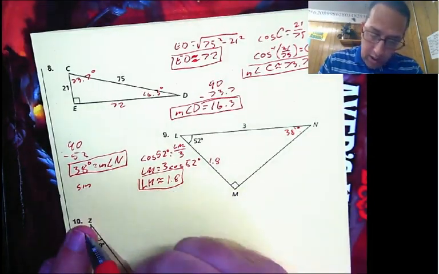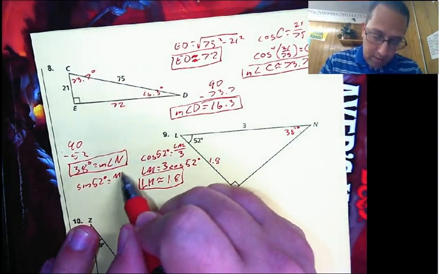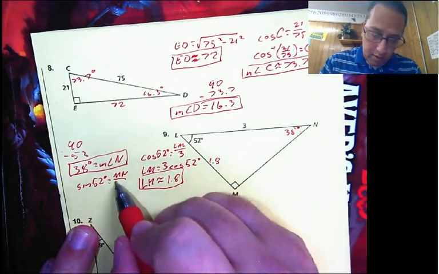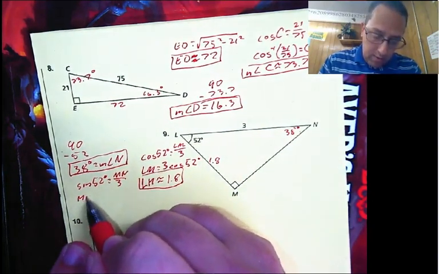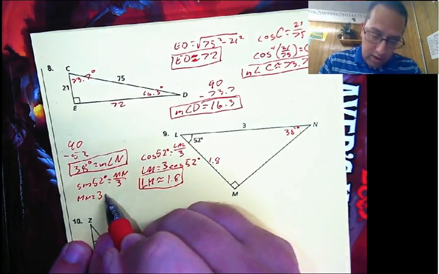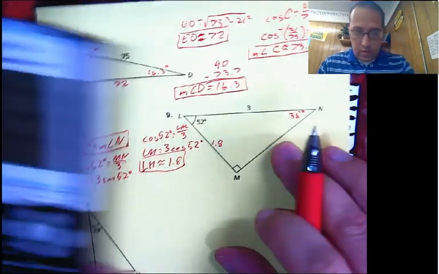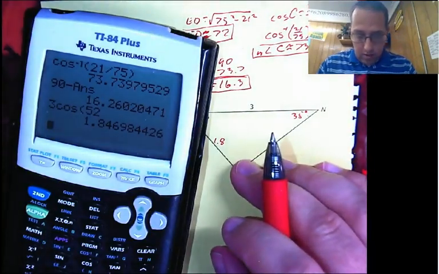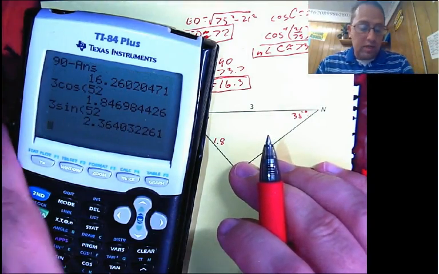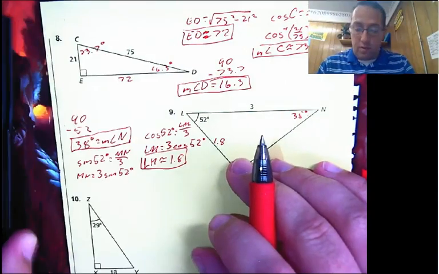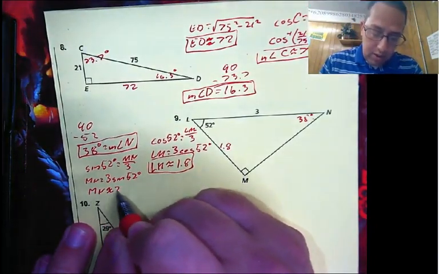So let's see here. Sine of 52 degrees equals opposite MN over hypotenuse, 3. Again, we're going to multiply here. So MN is equal to 3 times the sine of 52 degrees. Instead of the cosine, we're using sine this time. 3 sine 52, which is 2.36, so approximately 2.4. So MN is approximately 2.4.